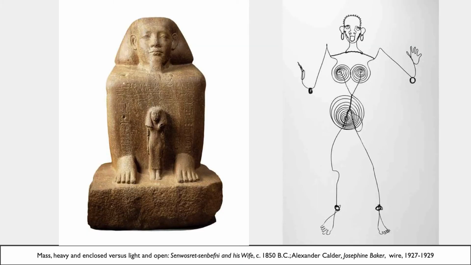Now, mass is what we're describing when we're talking about the three-dimensional qualities of sculpture and the way that they occupy space and project a feeling of weight. On the left-hand side, this is an Egyptian sculpture that we could describe as having a heavy, enclosed kind of mass. And on the right, this wire sculpture by Calder has more of a light and open kind of mass.